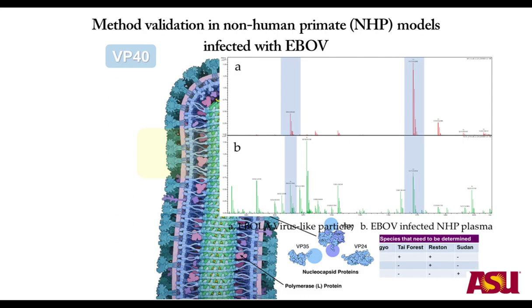And we also applied this method to another infectious disease, which is Ebola. We targeted VP40 and selected 3 peptides, which can differentiate the 5 strains of Ebola. The spectrum on the right side was provided by our collaborator at the U.S. Army Research Institute of Infectious Diseases.